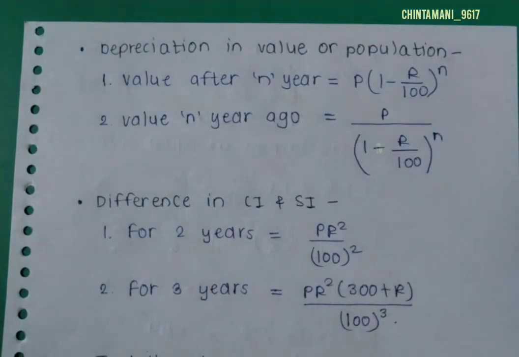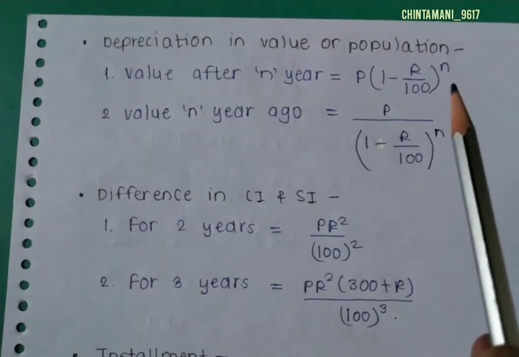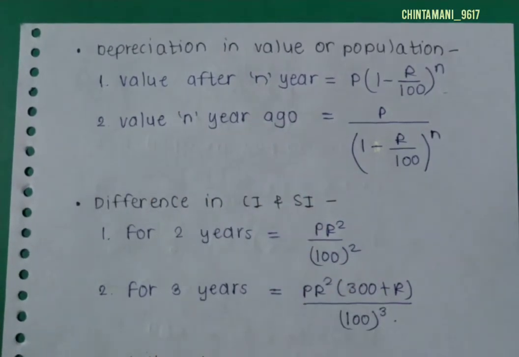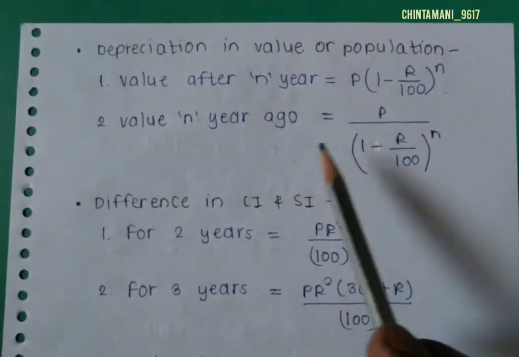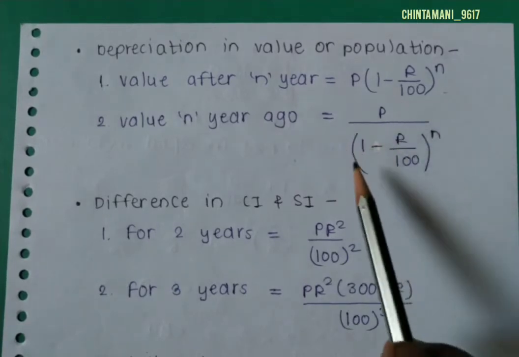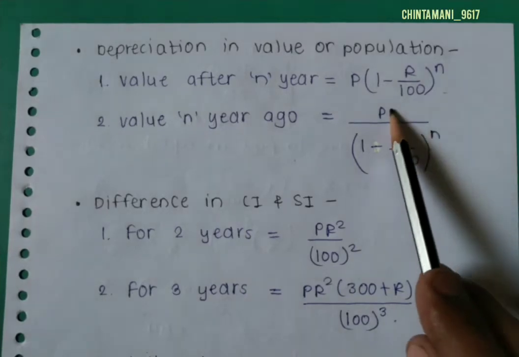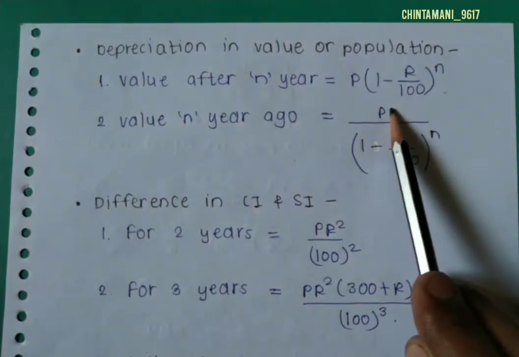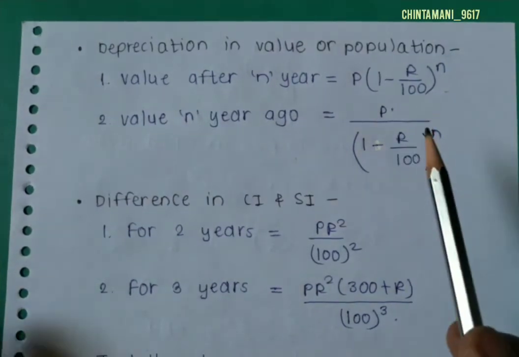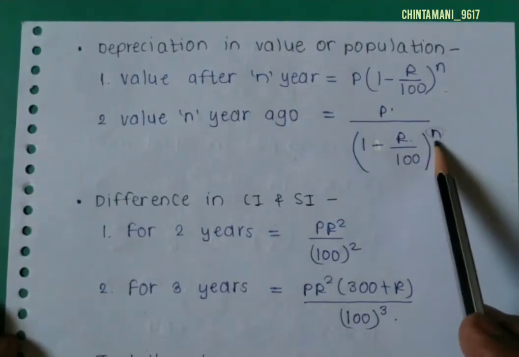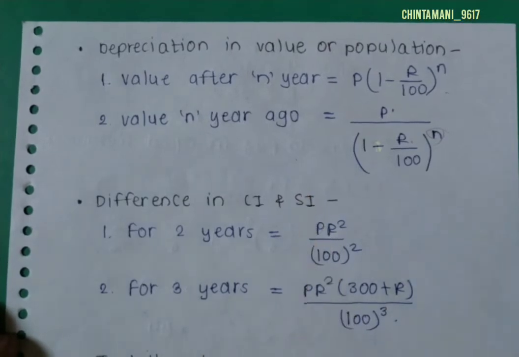If we have to calculate the depreciation value or population after n years, then we will use this formula. If we have to calculate the value n years ago, then we will use this formula, that is P divided by (1 - R/100)^n. Here P is the principal amount or the population present, R is the rate, and n is the time period for which we have to calculate the value.